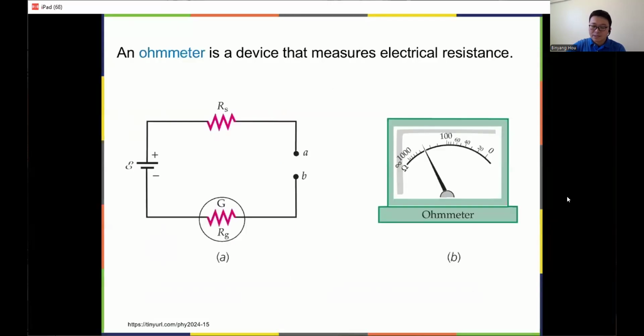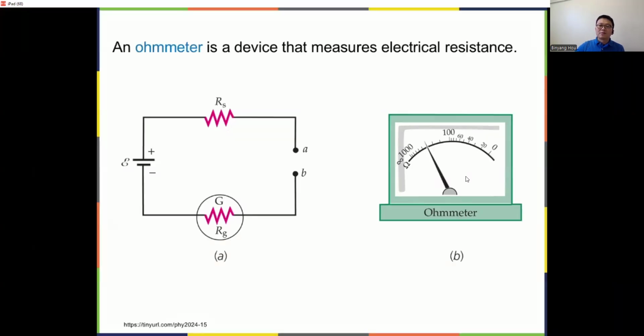Another meter is called the ohmmeter, which is used to measure the resistance of a part of a circuit. For this one, it's pretty safe to do, so you don't need to worry too much about it. Some old-fashioned ohmmeters you may see have a logarithmic scale for the readings.